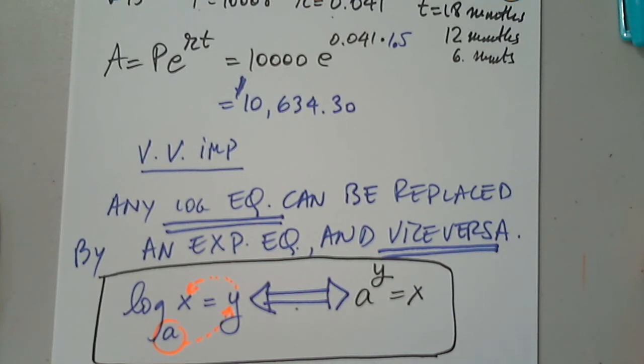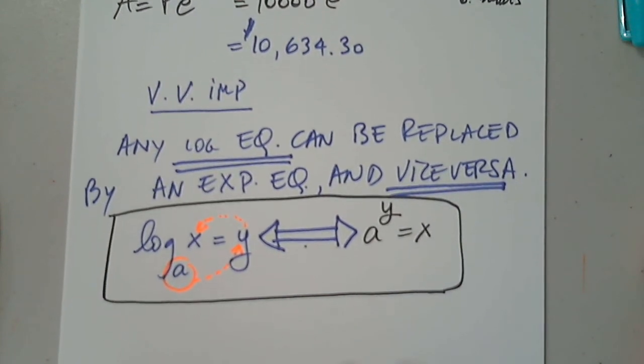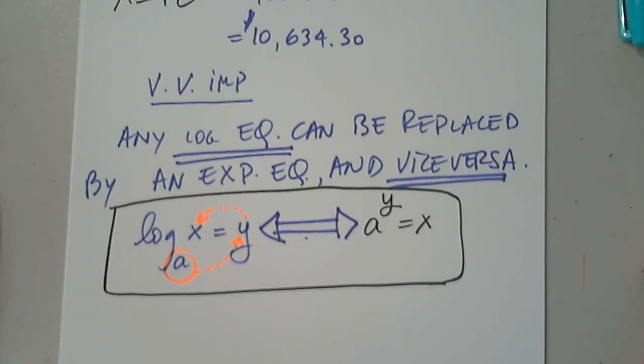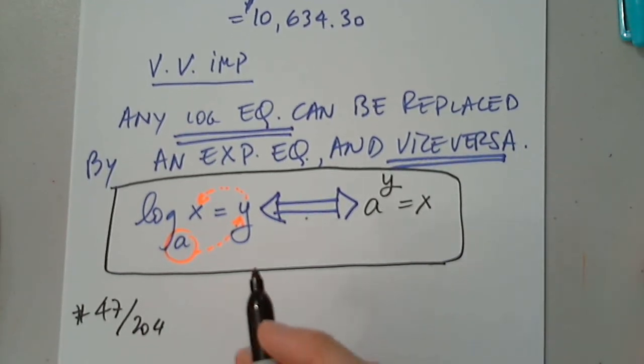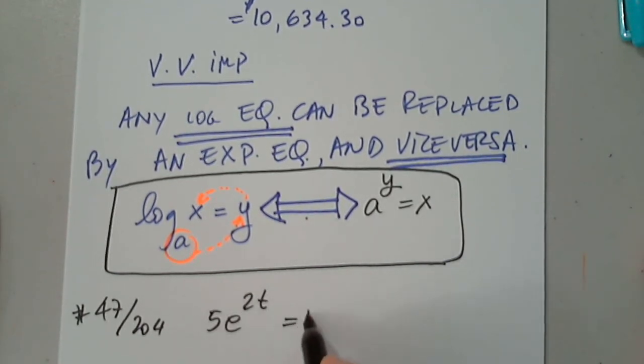So now let's take a look. I'm sharing my screen. Let's choose solve for t. Anything you like to choose from 39 through 50. If you don't, I will. 47. Which one? 47. So 47 on page 204. I have 5e^(2t) equals 15. Perfect pick. Okay.